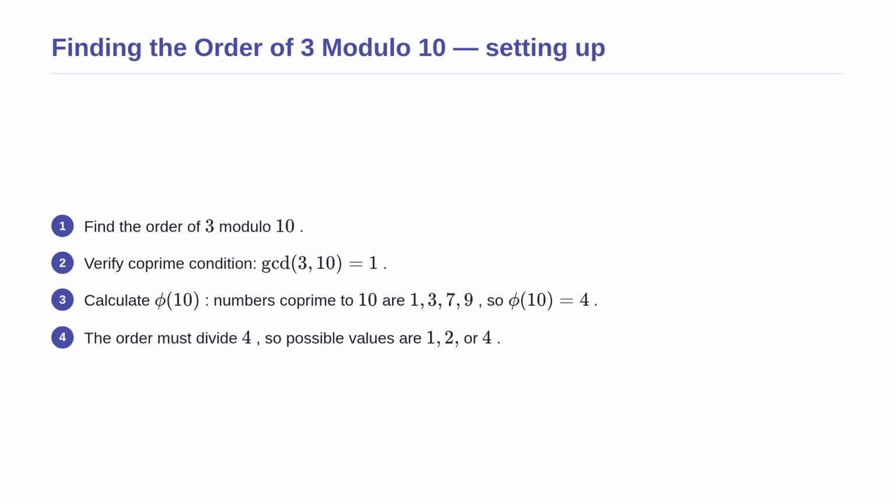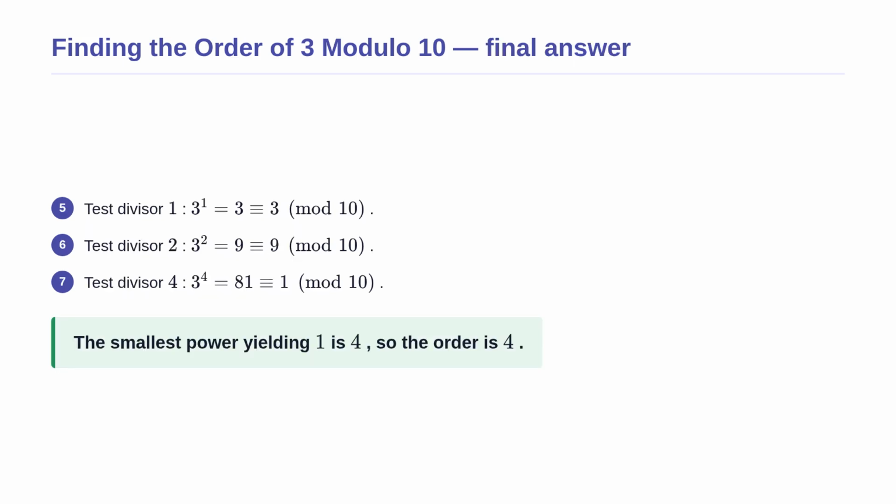According to our theorem, the order must be a divisor of 4. This means the order can only possibly be 1, 2, or 4. We have instantly narrowed down our search and will now test only these specific powers. Continuing with our narrowed list, let us test the possible divisors. The first power gives a remainder of 3. Since 3 is not equal to 1, the order is not 1.